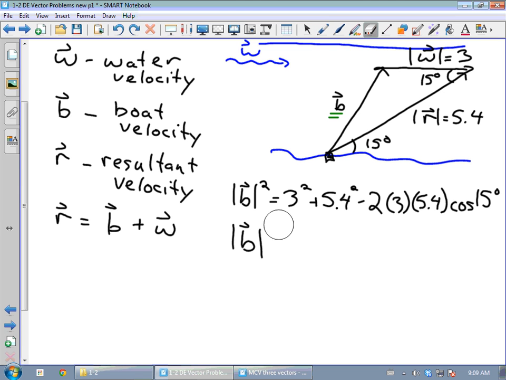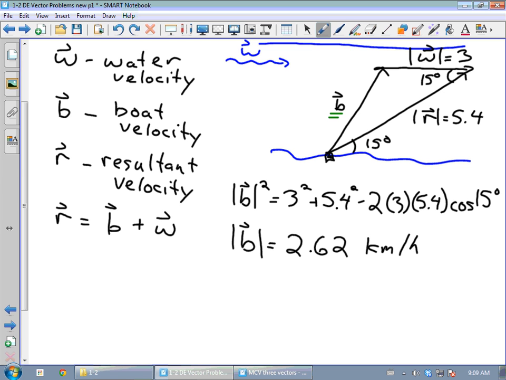And we can just punch this into our calculator, take the square root, and that gets us 2.62 kilometers per hour. Okay. We also want the direction. So that's our magnitude. We need our direction.